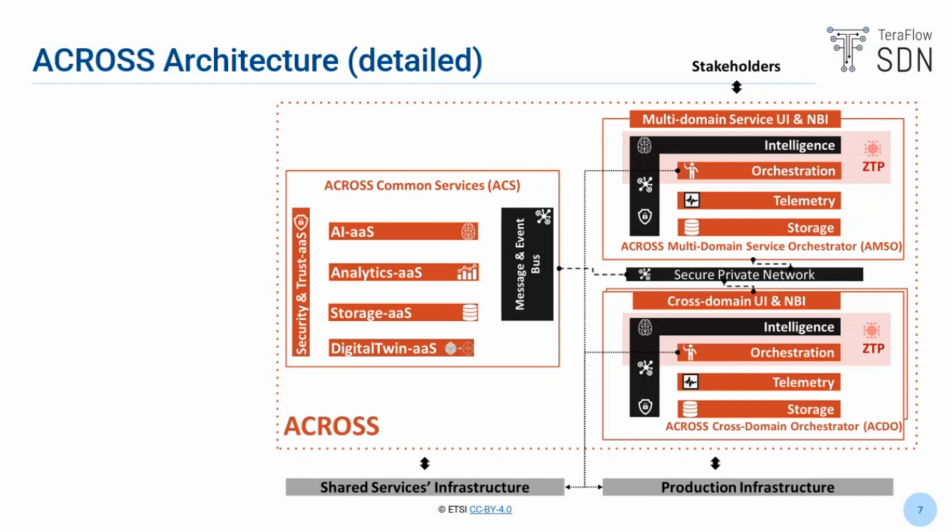The reason for having this intelligence block at the different levels is because there are some specific closed loops that you can run locally and are just related to a specific domain. But then there are other cases where you need to go across domains, and that's the source of the name for the project. And then when you have to go across domains, then you need this multi-domain orchestrator taking care of the intelligent aspects of these closed loops.